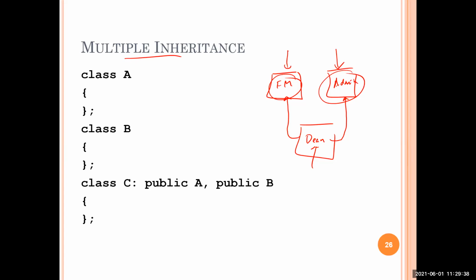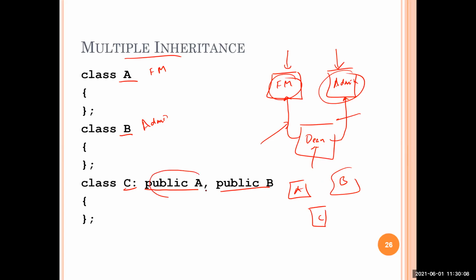And what is the syntax? It's very easy. You have a class A, like you can think this is FM. You have a class B, you can think this is admin. And then you have a class C, which is like dean. So after colon, you write the names of all the parent classes separated by commas. You write public A, means you are talking about this link. You write public B, you are talking about this link. So you have this class C, there is a class A and B. When you are writing public A, it means you are saying A is parent of C. You put a comma, you write public B, so you are saying B is also a parent of C.